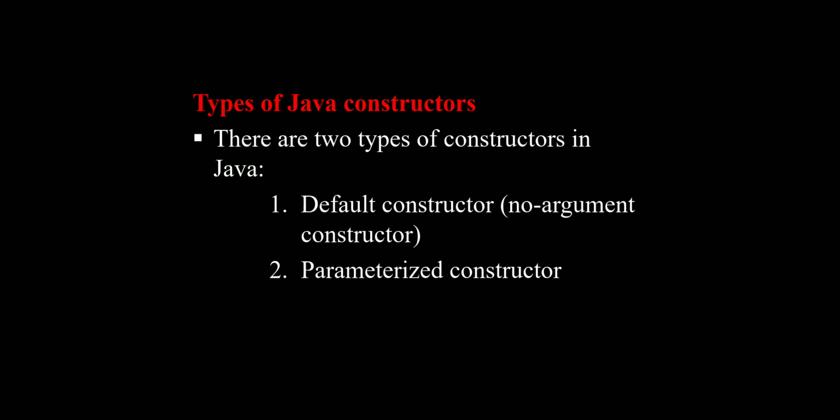Now, types of constructors. There are two types of constructors in Java. The first one is the default constructor. The second one is the parameterized constructor. Default constructors are nothing but no-argument constructors. Parameterized constructors are nothing but argument-passed constructors.